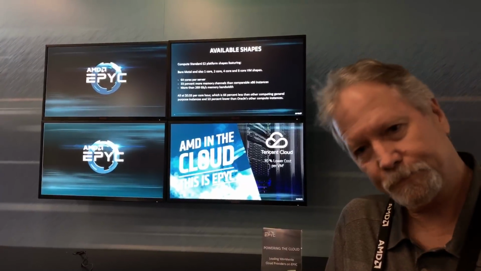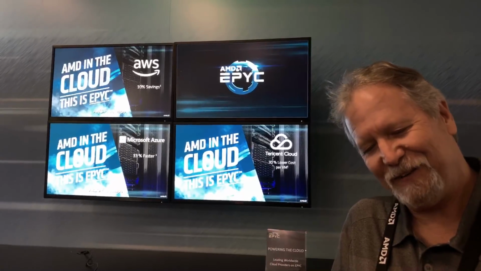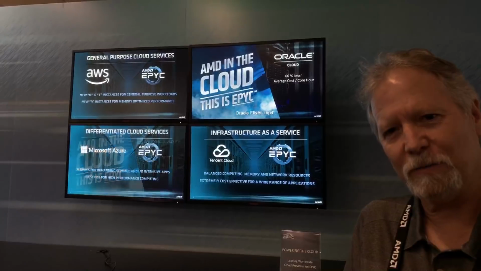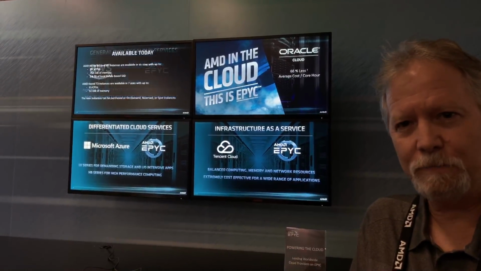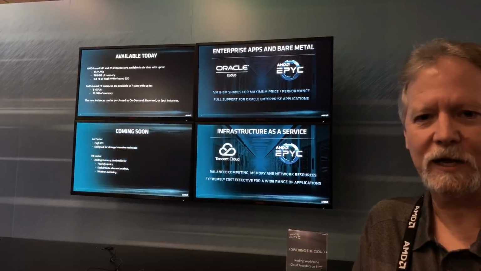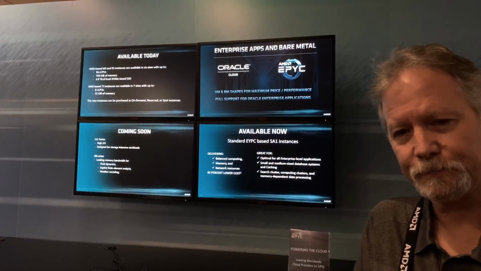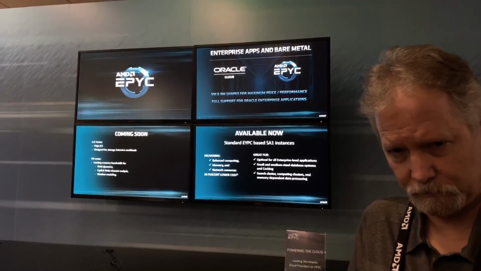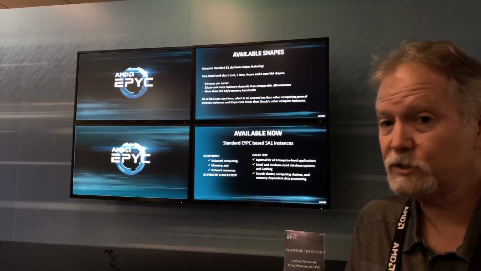Any final messages to the people that are watching? If you're looking at a cloud solution, no matter which of these providers, we're going to be in most of them. You're going to get the same or better performance, and a significant price difference. This is all using Naples, which is available today. The new Rome processor is coming in 2019. When Rome comes, it'll have all the same benefits, but more.